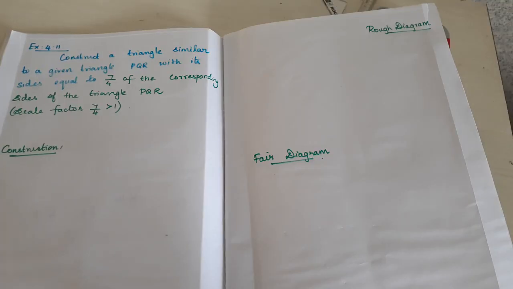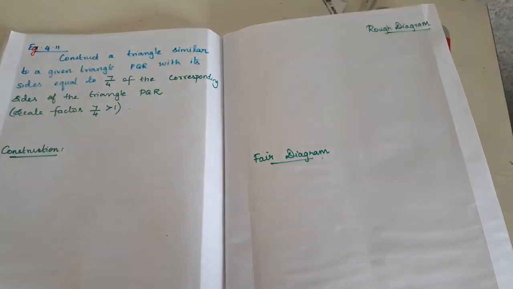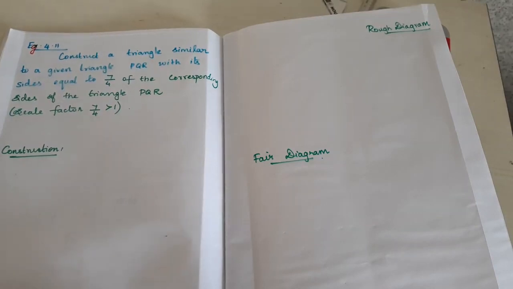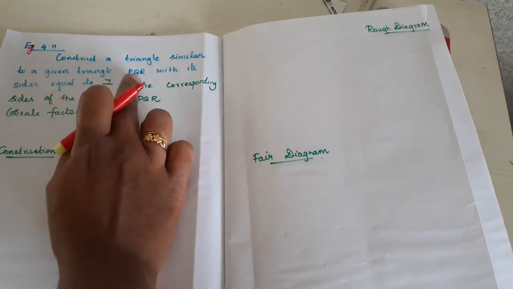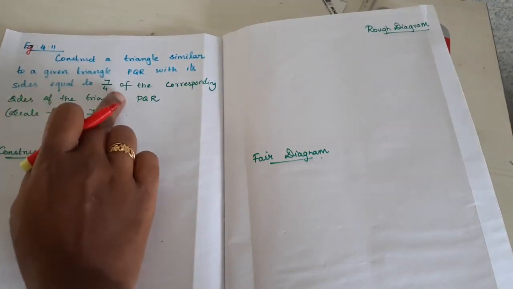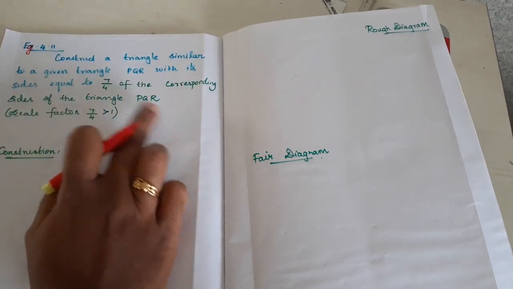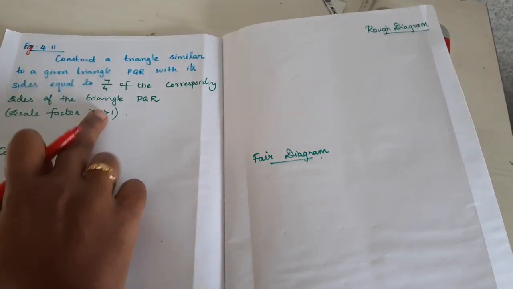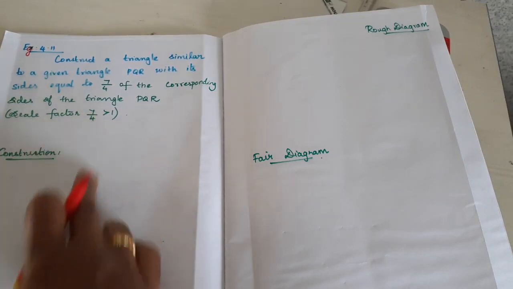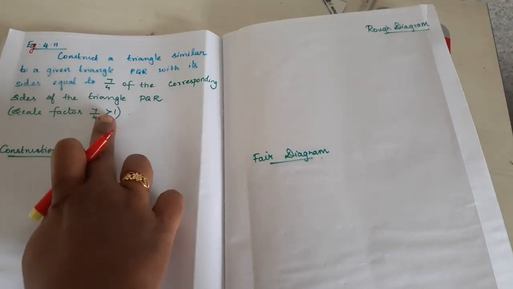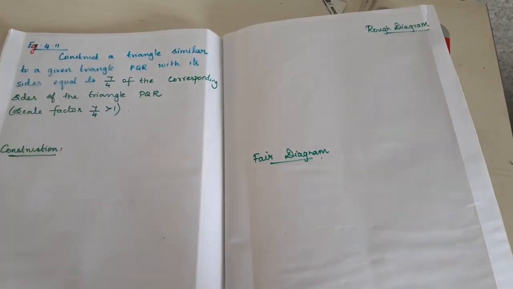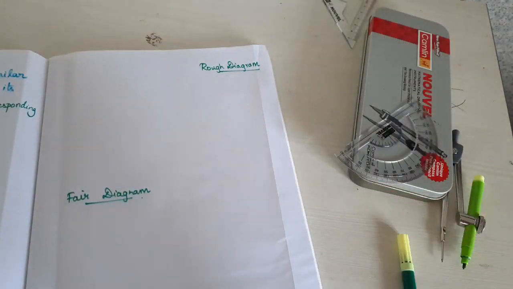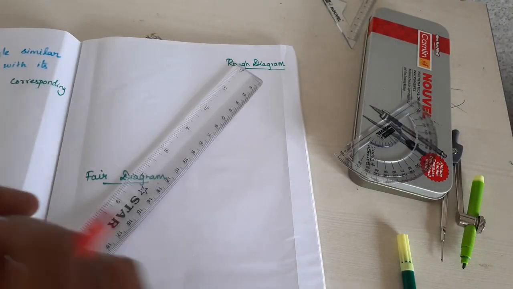Okay dear students, listen. You can turn the next page and write example, not exercise. Example 4.11 in your textbook, which is in page number 169. You can follow that, okay? Construct a triangle similar to the given triangle PQR with its sides equal to 7 by 4 of the corresponding sides of the triangle PQR. The scale factor is given that 7 by 4, which is greater than 1. So here itself you can see the difference. Greater than 1 means the triangle comes outside. So that means it is improper fraction. The same method only, but the diagram looks somewhat big. So that's the difference. Okay, what is the first step?